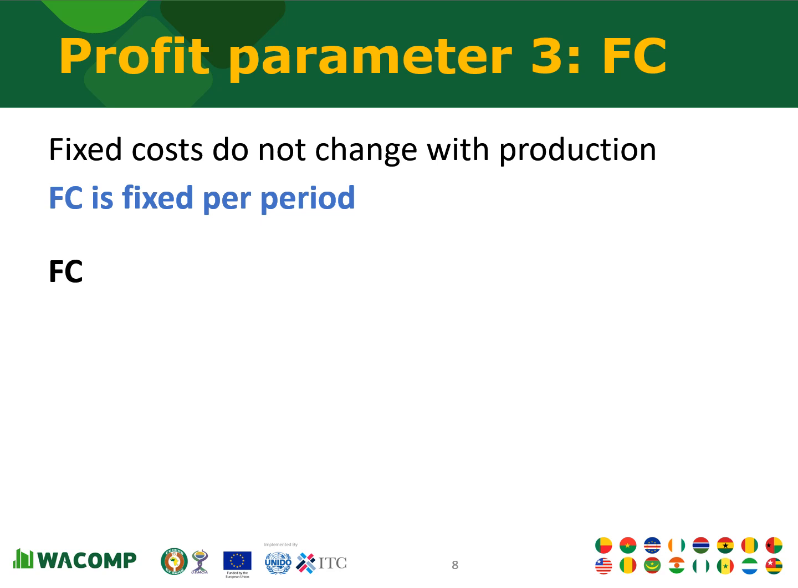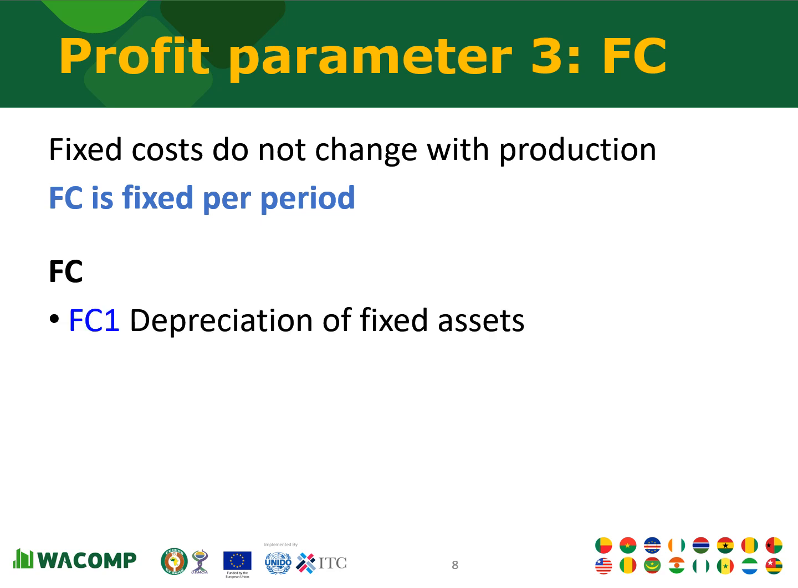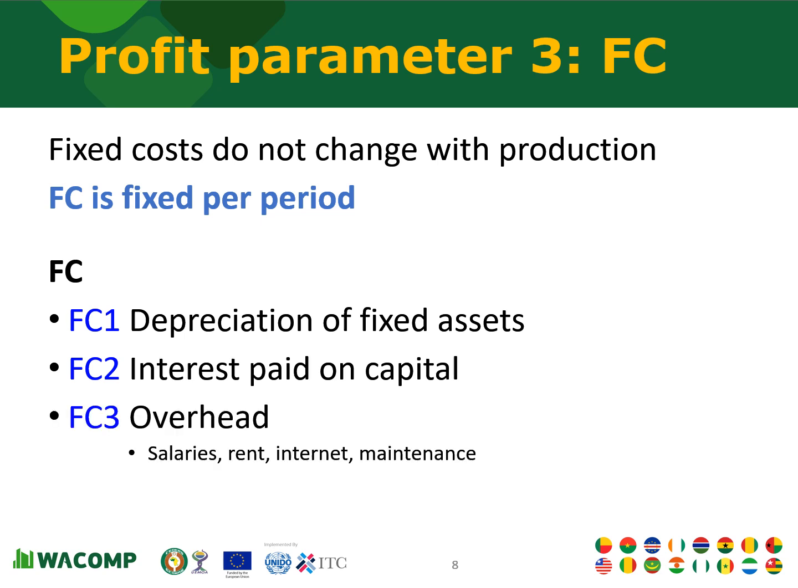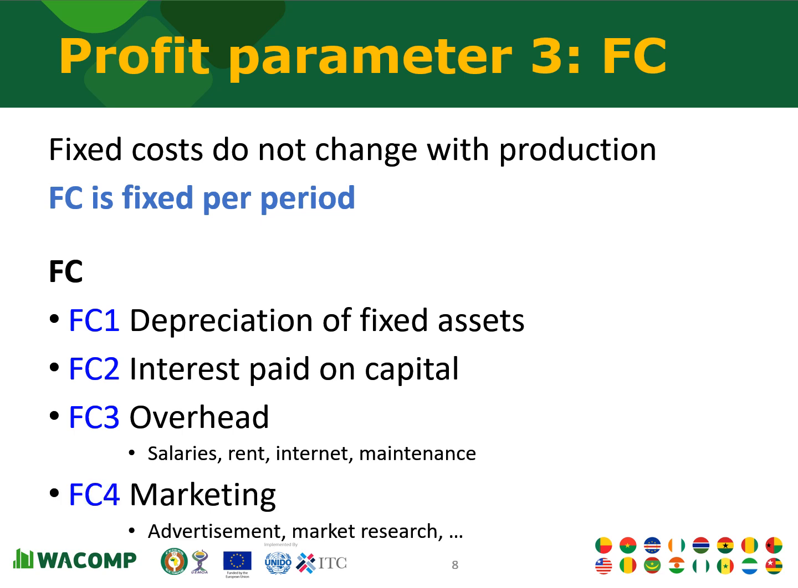FC also has four components. FC1 is the depreciation of your fixed assets. FC2 is the cost of interest and bank charges. FC3 is the cost of overhead, such as salaries, rent, maintenance, and so on. And finally FC4, that's the cost of marketing, advertisements, market research, and these type of costs. Collection of FC info is relatively easy. You can ask the bookkeeper.